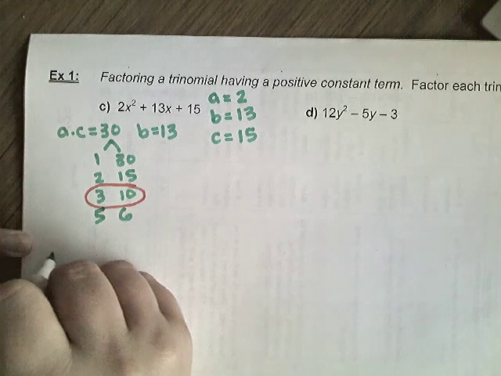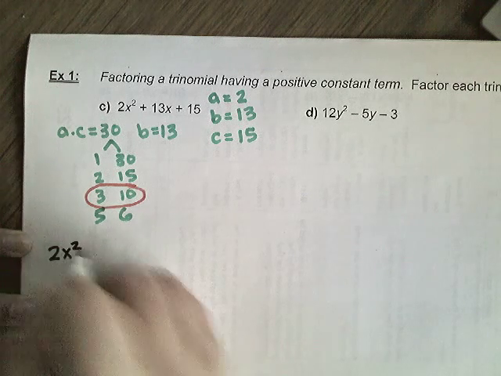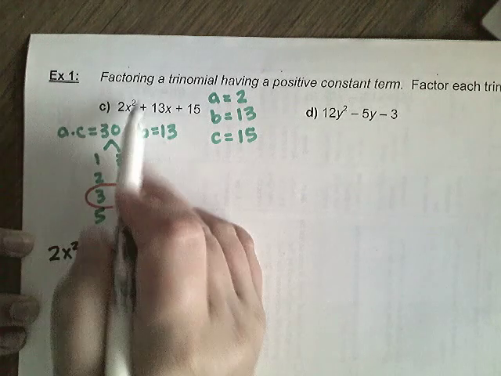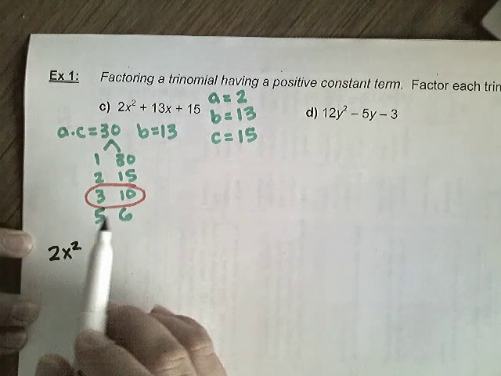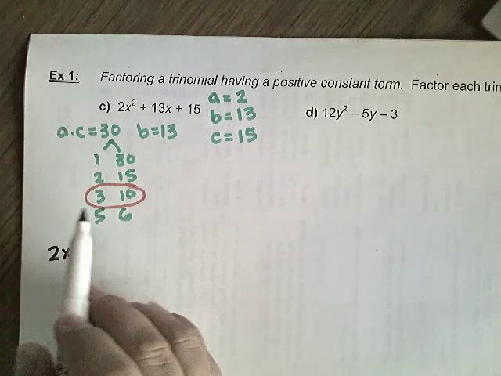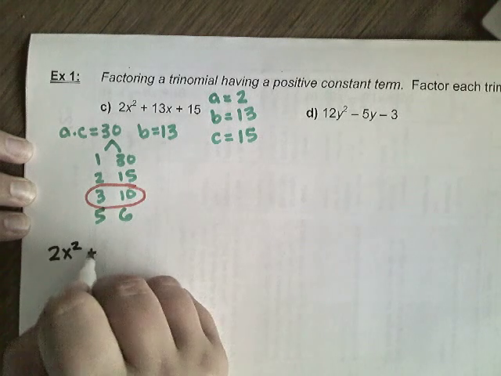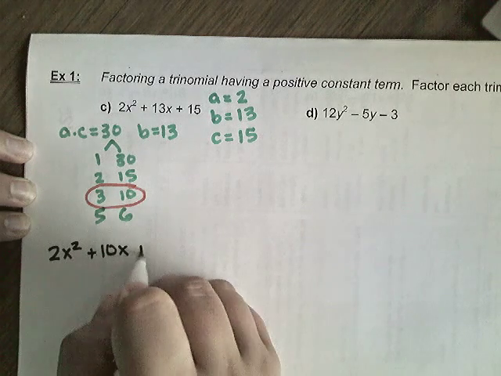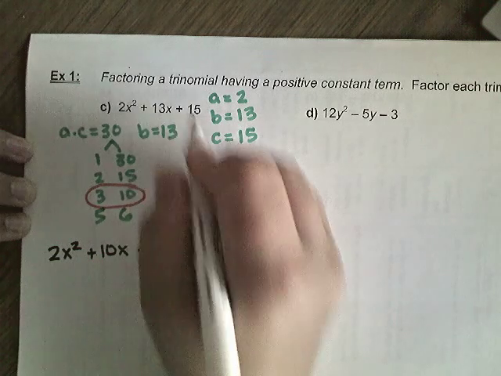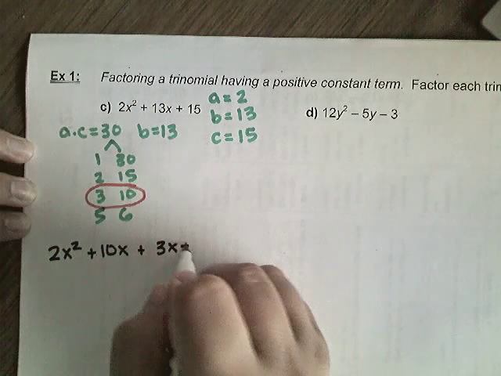So now that we have our two terms, we will expand our original expression. Remember, the first term stays the same, 2x squared. And then the middle term, 13x, is going to change into the plus 3x and plus 10x. And it doesn't matter what order we go. And to show you that, I'm just going to do the plus 10x first here, and then plus 3x, and then finally drop down my plus 15.